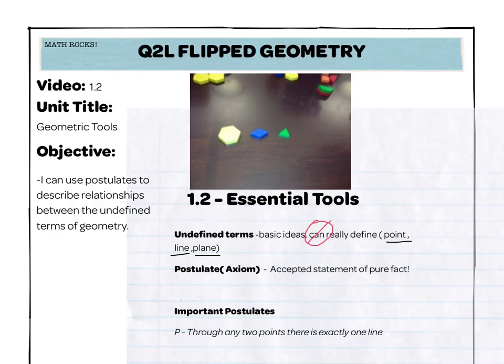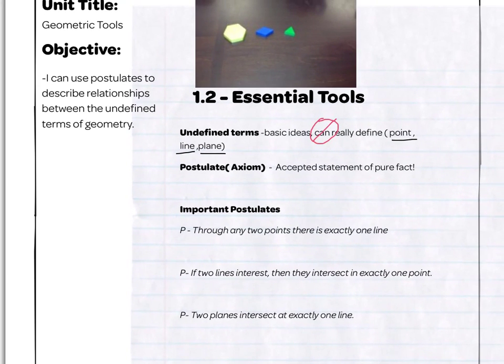The next one is going to be postulate. And a postulate is really cool. Another word for postulate is axiom. And these are really just accepted statements of pure fact. So whenever you see postulate, it means that someone else has proved this, it's true, you don't have to worry about it. Okay? We get to benefit from others proving things. So what we're going to do now is talk about some specific postulates, and we're going to actually draw what a diagram would look like for each of these postulates.